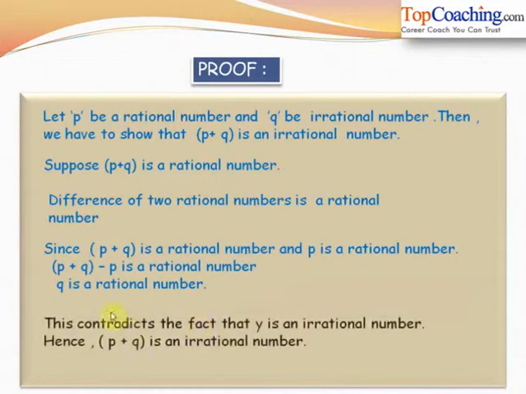So, p plus q minus p should be a rational number, and from this we get q as a rational number. But again, this contradicts the fact that q is an irrational number. I've taken the case that q is an irrational number, but what we get is q a rational number. Thus, these two facts contradict each other, and therefore p plus q is an irrational number. The sum of a rational number and an irrational number is always an irrational number.